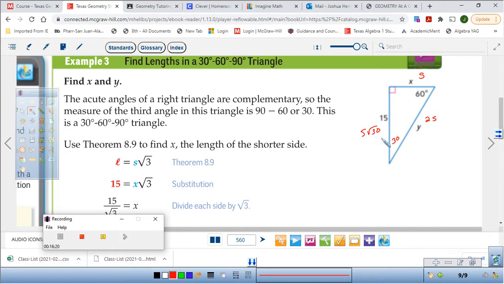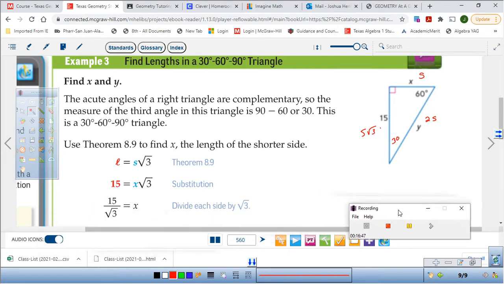So remember this idea right here. The shorter side, the hypotenuse is twice the shorter side. And the longer side, I guess, leg, the longer leg is that side length times the square root of 3. And that's it. Cool. And we'll just have that.